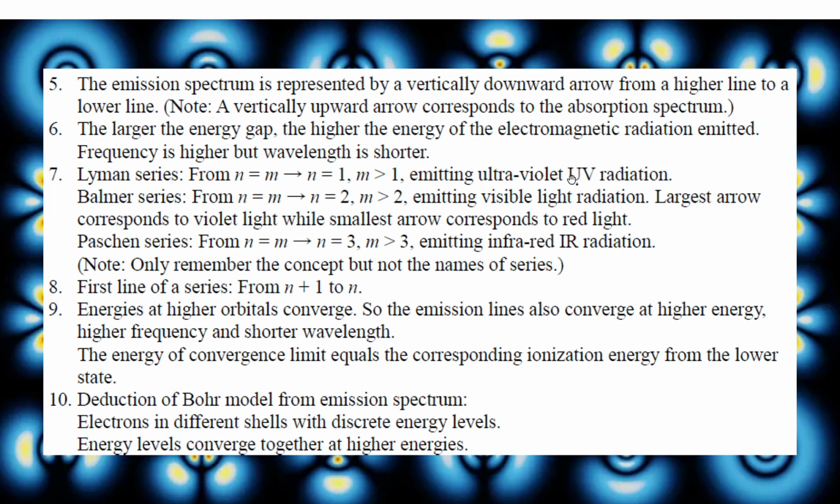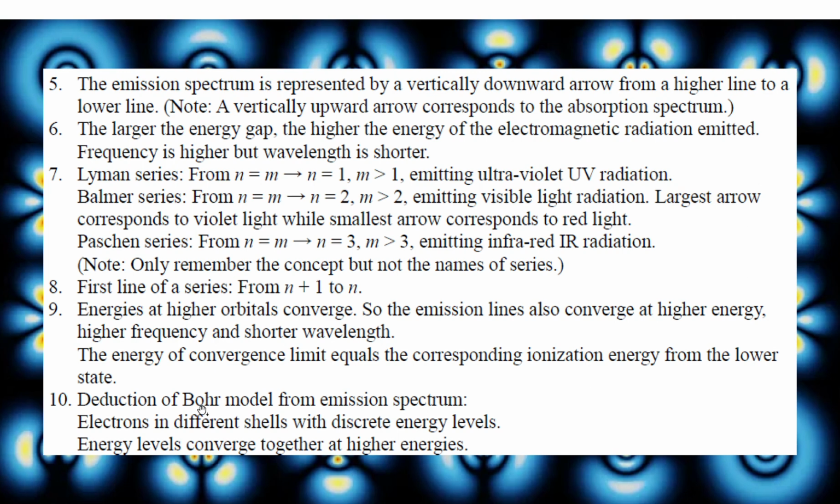Other atoms have other energies. We'll learn it later, and you can find it from the data booklet. The first line is n plus 1 to n, just one step up. Energy at a higher orbit is a convergence, a continuum. So the lines converge at the right hand side, the higher frequency and shorter wavelength part. The energy of the convergence limit is the opposite of the ionization energy, falling down and going up.